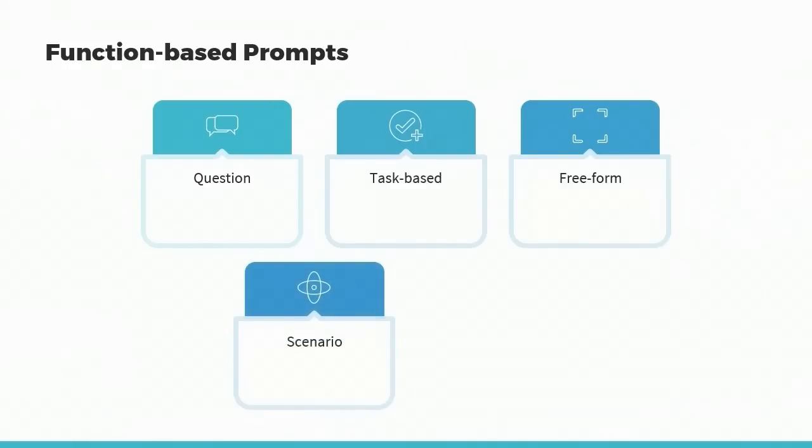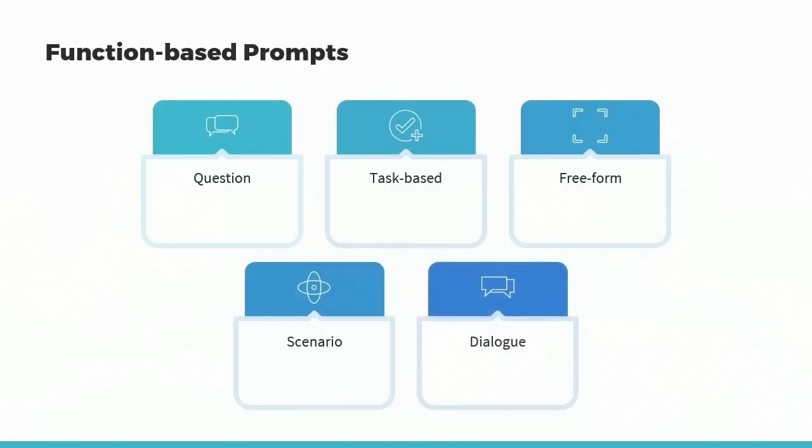Scenario prompts provide a specific scenario or situation for the model to respond to. For example, a scenario prompt could be, "You're lost in the woods. What do you do?" The model would then generate a response based on the scenario it was given. Dialogue prompts involve simulating a conversation or dialogue between the user and the model. For example, a dialogue prompt could be, "Ask me anything." The model would then generate a response and continue the conversation based on the user's responses. Using a variety of function-based prompts can help tailor the model's responses to different needs and perspectives, reduce ambiguity, and improve task execution and efficiency.